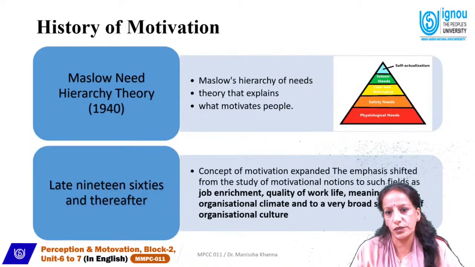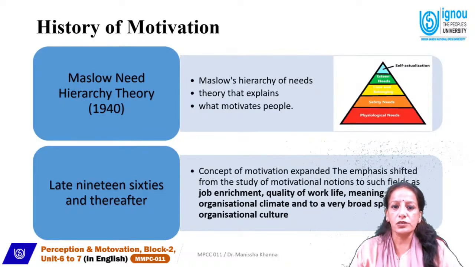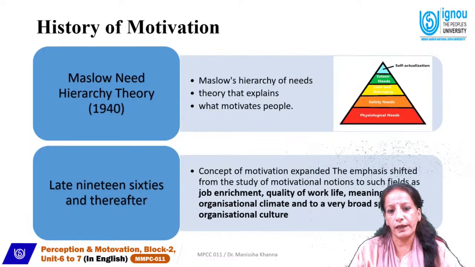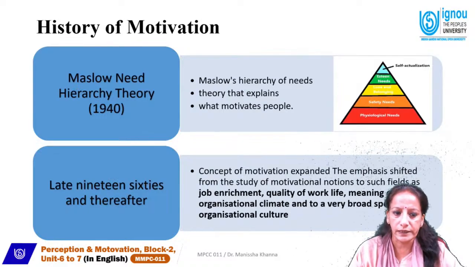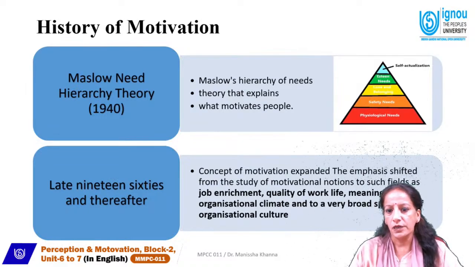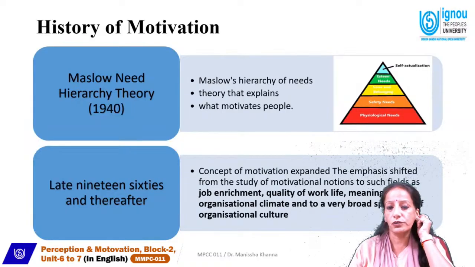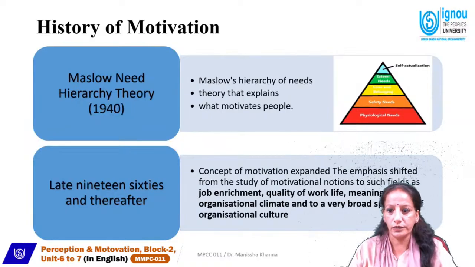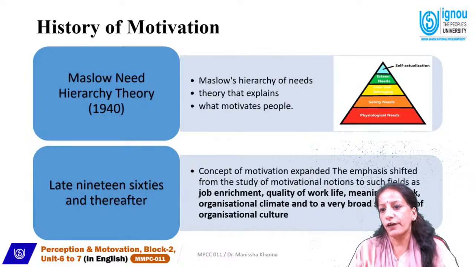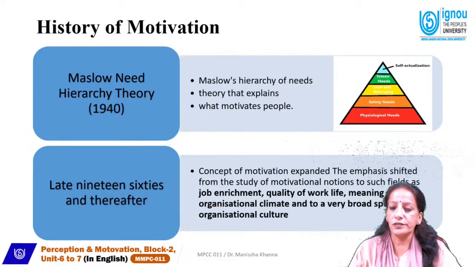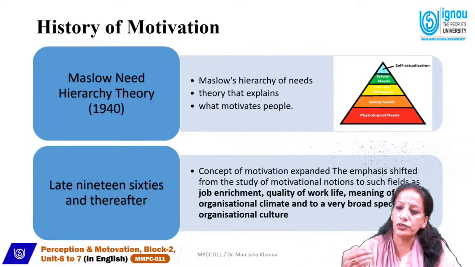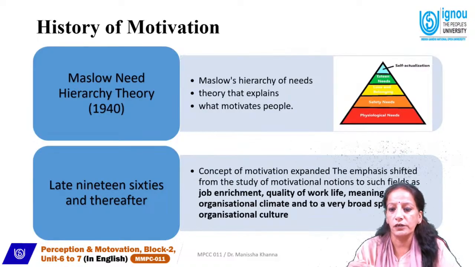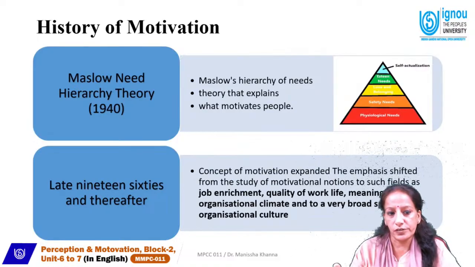First is Maslow's need hierarchy theory. Maslow's need hierarchy theory was put forward in 1940 by Abraham Maslow, and by the late 1960s the concept of motivation was very clear. It contains 5 levels, and the emphasis shifted from the study of motivational notions in such fields, in different phases.